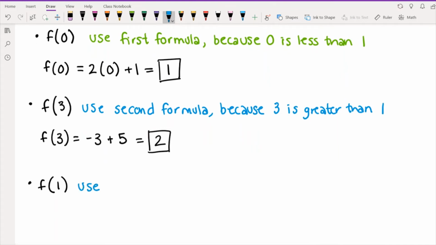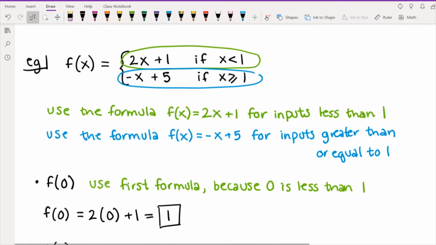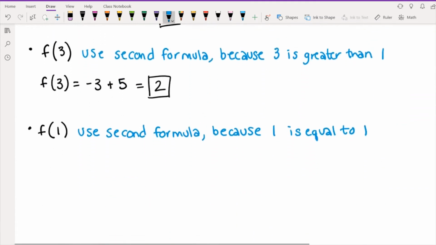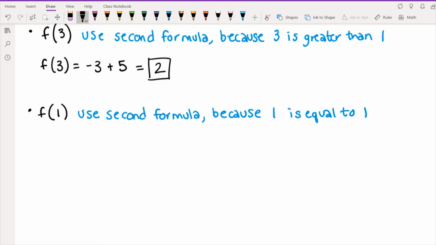So this sentence is going to look a little bit silly, but we're basically using the second formula because our input is 1, and 1 is equal to 1, right? Because our instructions tell us to use this if x is greater than or equal to 1. And so it is equal to 1. And so that's why we're using this formula. And so we plug 1 into our formula, which said negative x plus 5. So we have negative 1 plus 5. And so we get an answer of 4.